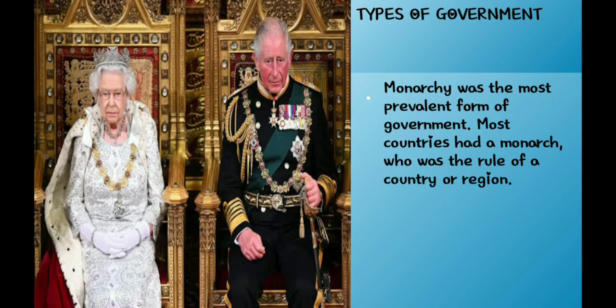Moving on to the types of government. In the beginning, monarchy. Monarchy means a country which is ruled by a king or queen. This type of government was the most prevalent form of government. Most countries had a monarch, who was the ruler of a country or region.